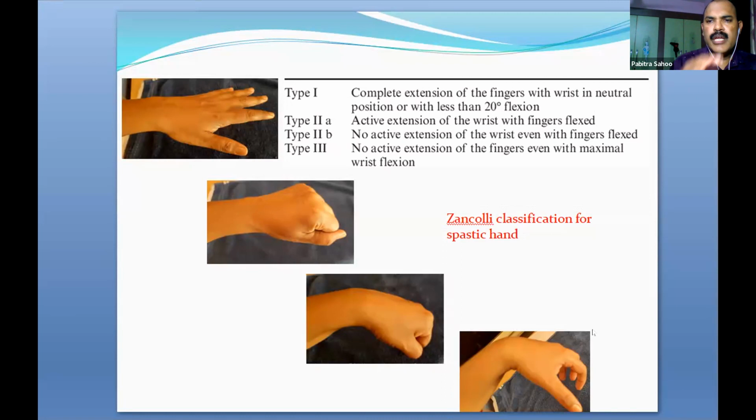We will discuss the individual pathology or pathoanatomy in each group of Zancolli's classification system and how we will go ahead with surgical intervention.